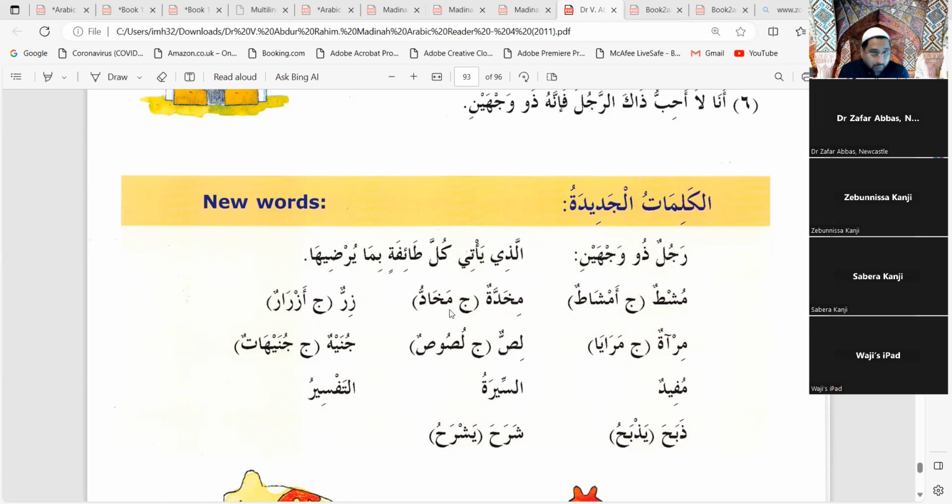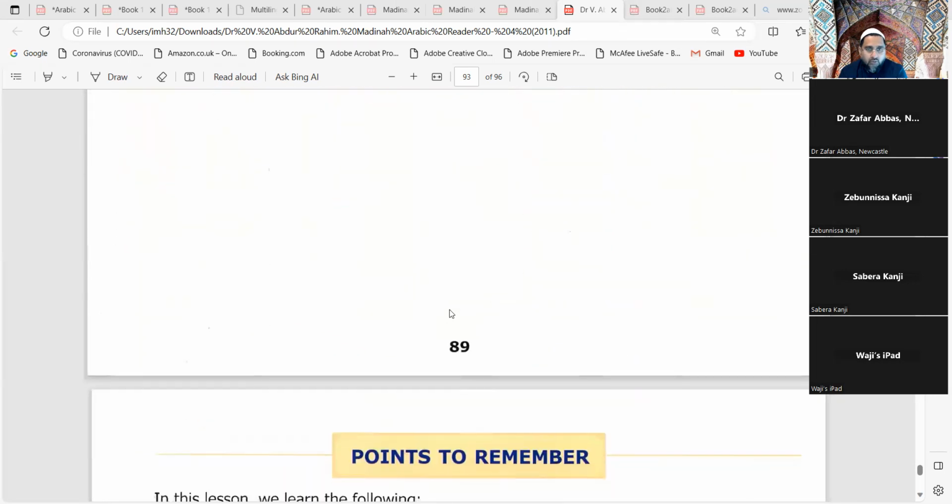Yep. At-tafsiru, the commentary. And zabaha, yazbahu, to slaughter. Correct. Sharaha, yashrahu, to explain. Excellent. Allahumma salli ala Muhammad wa ali Muhammad wa ajil farajam.